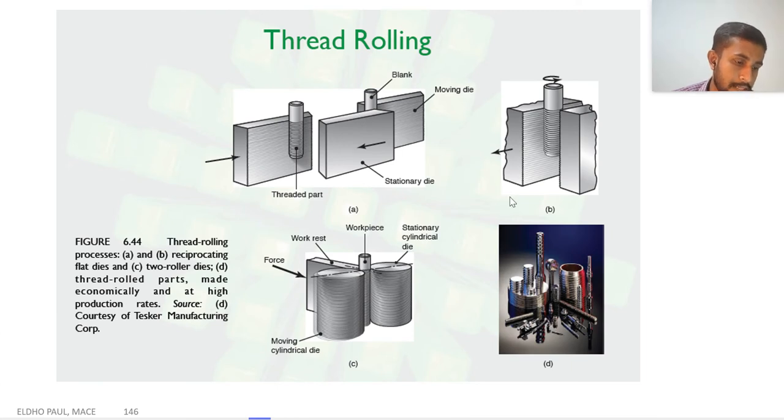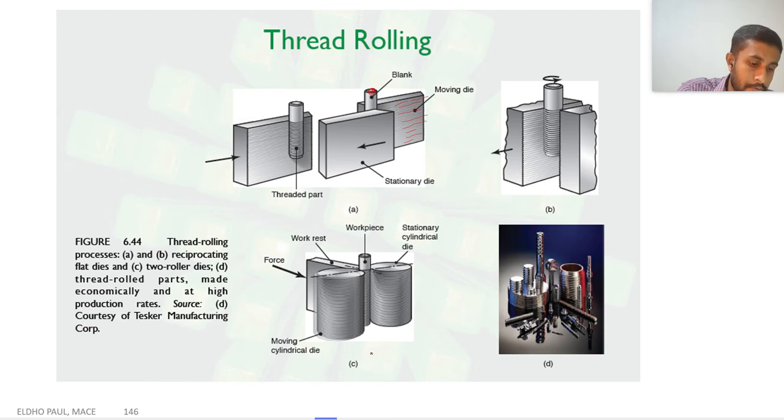Here we can see the two types of rolling. Here are the two dies. This is my blank, and we can see the threaded grooves here, similarly in this stationary die also. By the reciprocating movement of this moving die and stationary die, we can create an impression on the blank, and we can create threaded parts. See this, by the reciprocating motion.